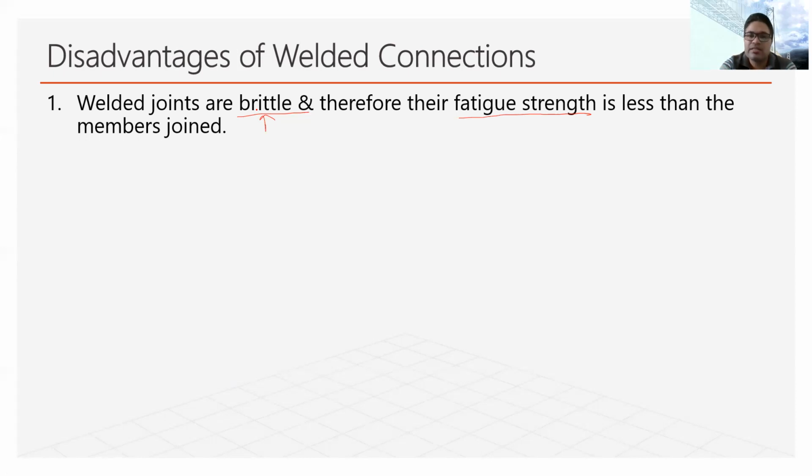So welded connections are brittle, and therefore the fatigue strength is reduced, because in fatigue there is a load which is cyclic in nature, and it requires ductility to sustain. Therefore, in structures which are subjected to fatigue failure, such welded joints need care, or we need to provide some other provisions also. So that is the disadvantage.